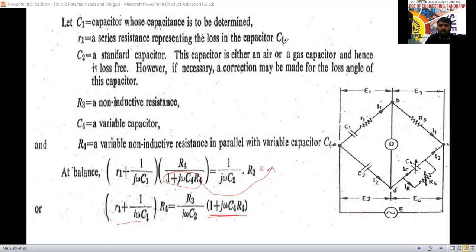Next, what we have to do? We have to multiply this one here. Now R3 divided by j omega C2, next R3 j omega C4 R3 R4 divided by j omega C2, j omega gets cancelled. I will write in the next slide.